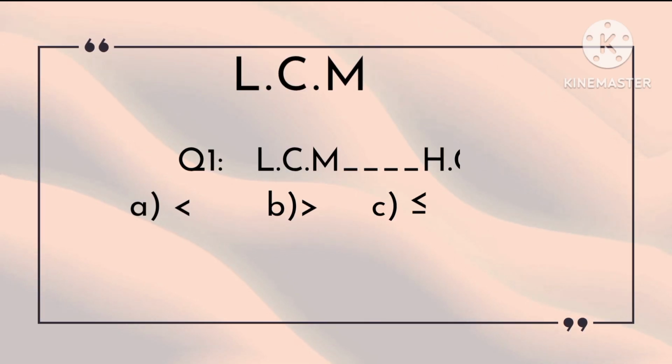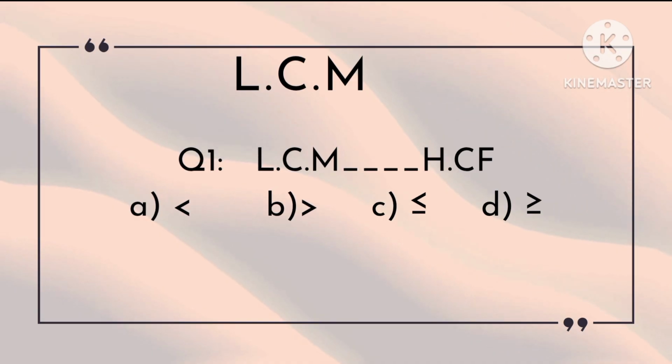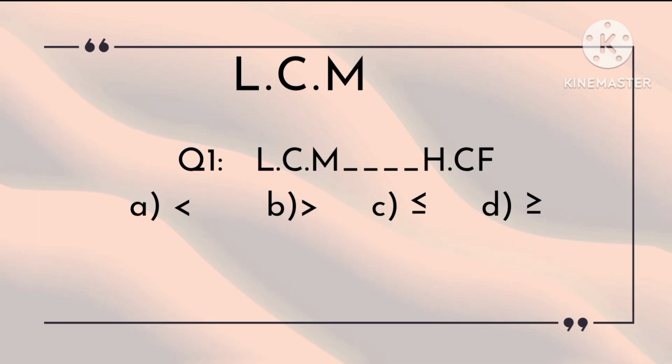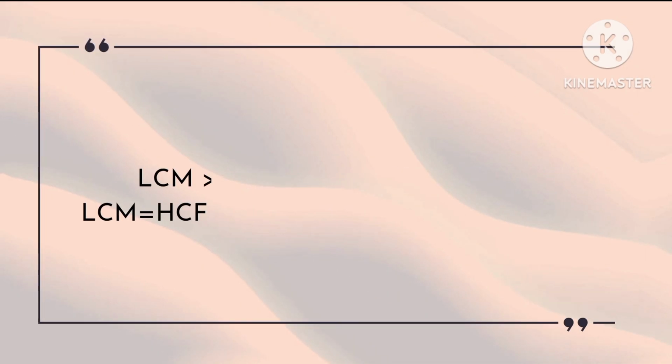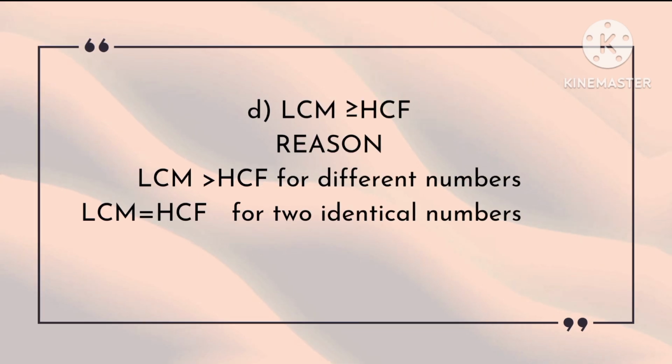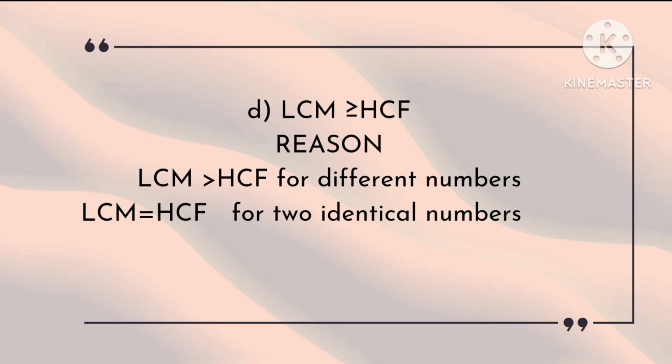बिस्मिल्लाहिर्रहमानिर्रहीम। एलसीएम और एचसीएफ के क्वेश्चंस हैं। एलसीएम और एचसीएफ को कंपेयर करना है। एलसीएम और एचसीएफ दो मुख्तलिफ नंबरों के अगर हम कंपेयर कर लें तो एलसीएम ज़्यादा होगा। अगर सेम नंबर, आइडेंटिकल नंबर के लिए मालूम करें तो एलसीएम और एचसीएफ बराबर होंगे, इसलिए एलसीएम इज ऑलवेज ग्रेटर देन और इक्वल टू एचसीएफ। आइडेंटिकल नंबर मीन्स सेम नंबर, a is equal to 2 and b is equal to 2.